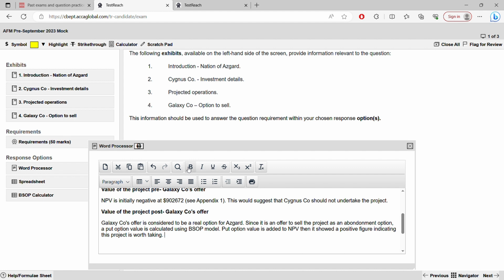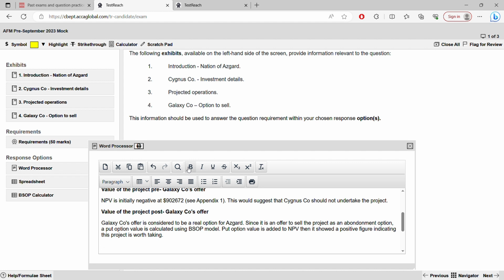Even though immediately you might not get the cash, later on there is a volatility that there will be an increase in the future cash flow. That means this project is worth taking, not currently, but later on. So now you have to write the amount. Even under subheading, you have to use different paragraphs.